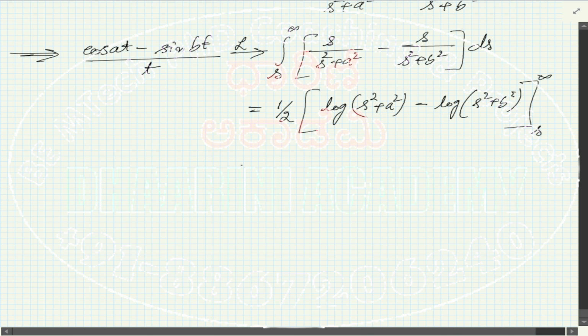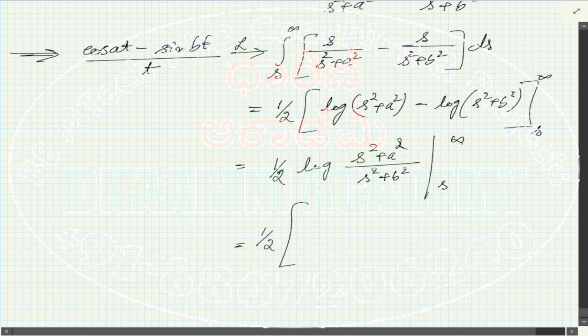So this is equal to half log of, both the terms I can club together, s square plus a square divided by s square plus b square, substituting s to infinity. So half I'm going to bring inside the term, but before that, let's simplify. First, when I want to put infinity, I cannot put the infinity as it is into the log term, because in numerator and denominator both will become infinity.